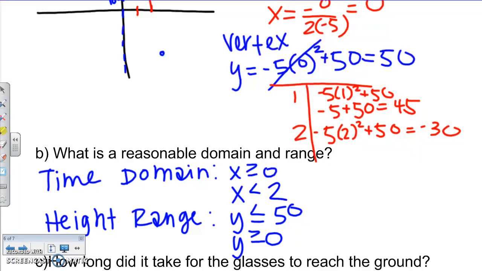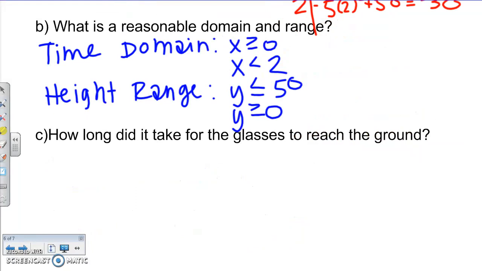And the last thing, how long did it take for the glasses to reach the ground? It took probably about 1.5 seconds. Because the ground is your x-axis. So it took a little less than 2 seconds.